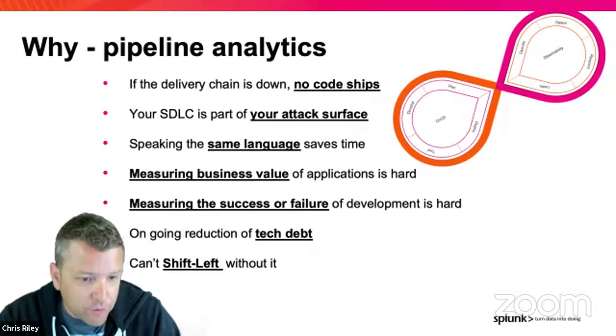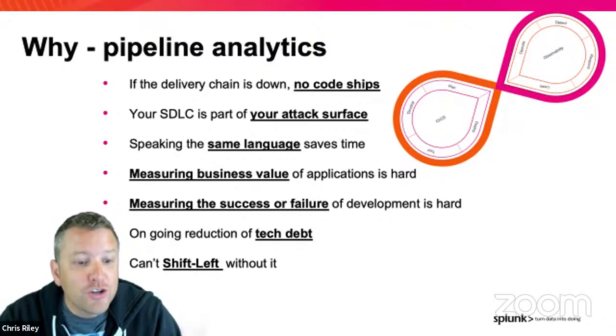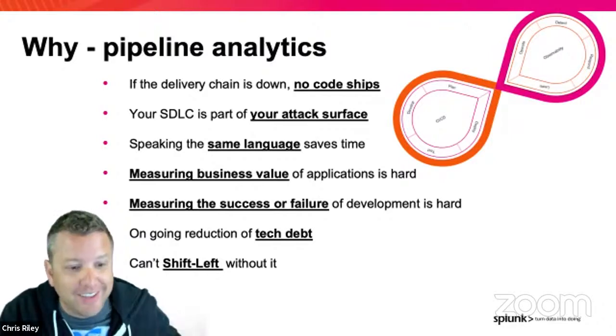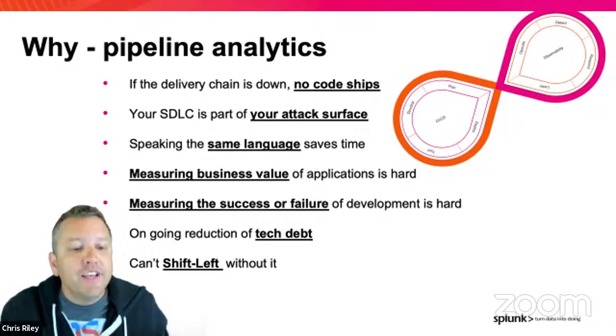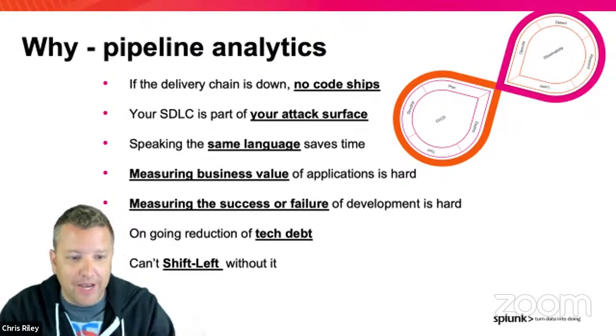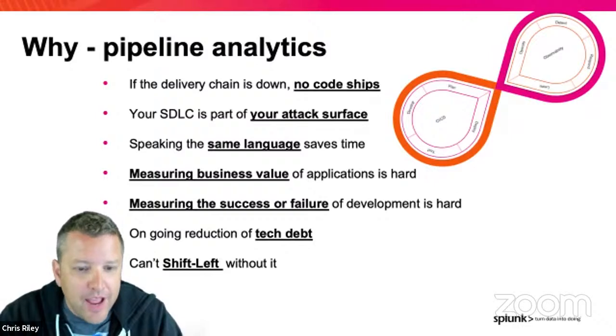You can't shift left without visibility across the entire environment because there's no way to know if it's doing anything. There's no way to know if you actually shifted left if you don't create this type of visibility. So all of these are reasons why pipeline analytics matters. And they all kind of seem obvious to some extent.